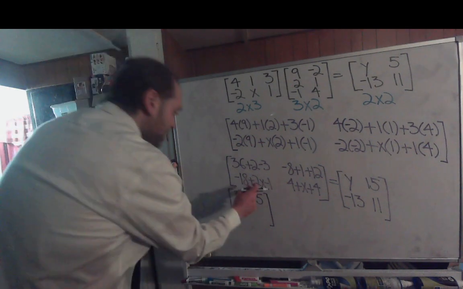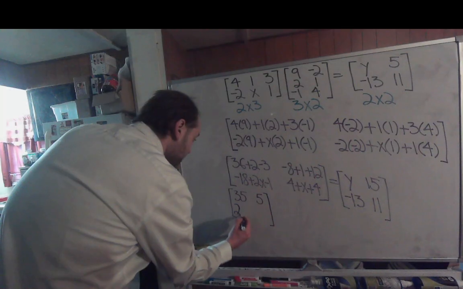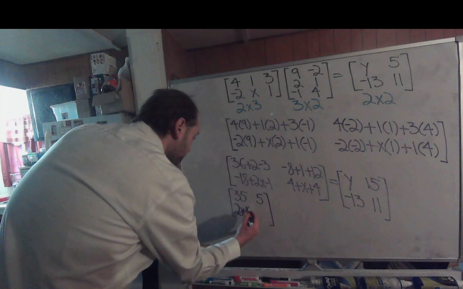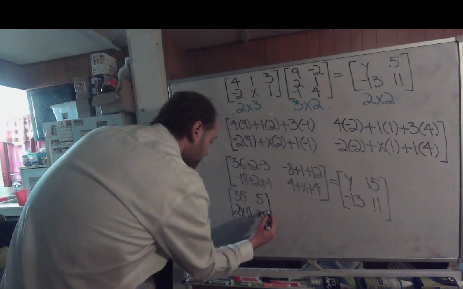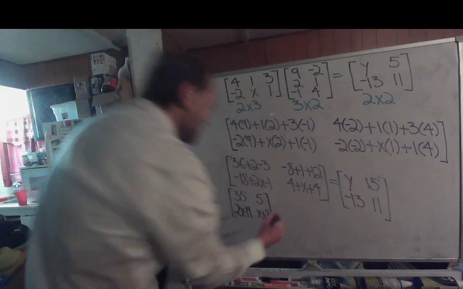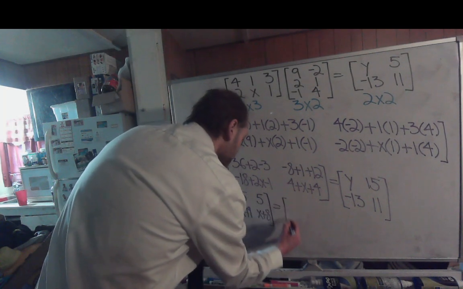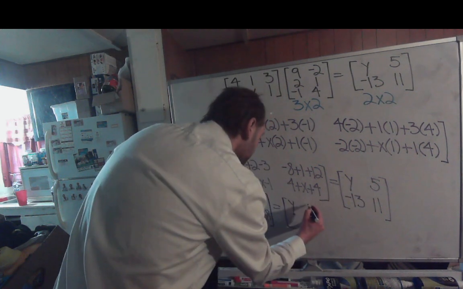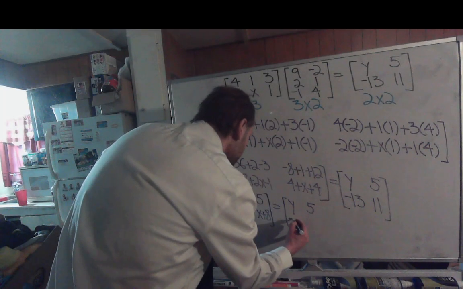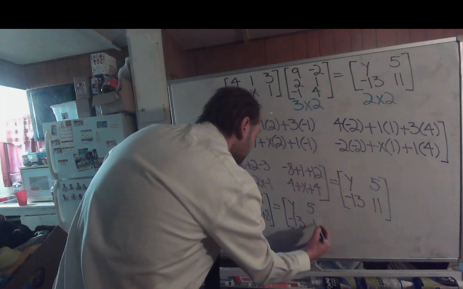And then you would end up getting 2x minus 19 for the third number. Then you would end up getting x plus 8 for the fourth number. All right. All that should equal y, 5, negative 13, and 11.